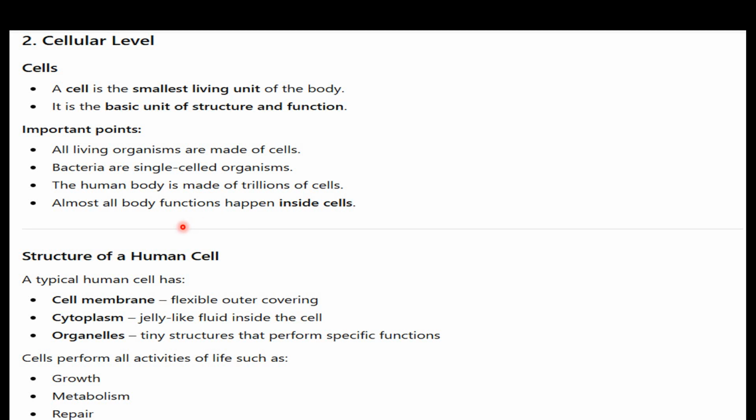Let's talk about the structure of a human cell. A typical human cell has three main things: the cell membrane, which is the flexible outer covering; the cytoplasm, which is a jelly-like fluid inside the cell; and organelles, which are tiny structures that perform specific functions. So you can conclude that cells perform all life activities such as growth, metabolism, repair, and everything. This is the second level of organization.